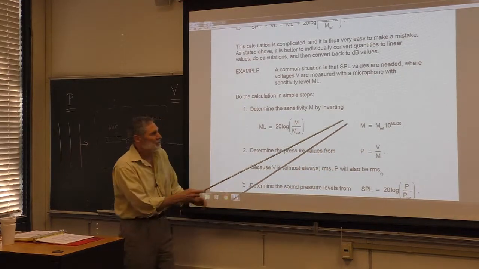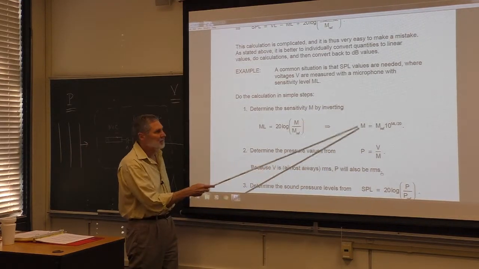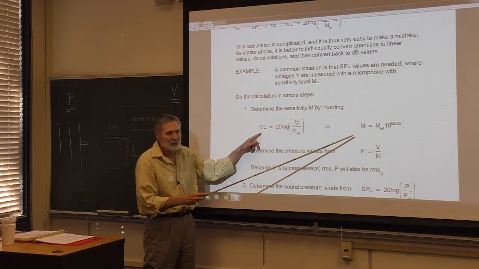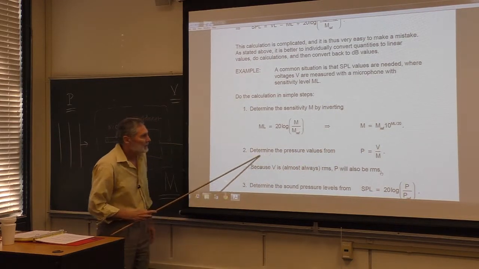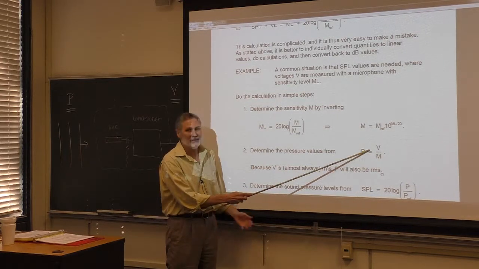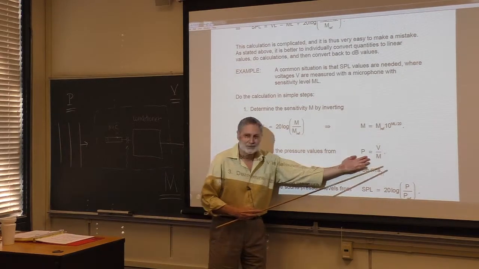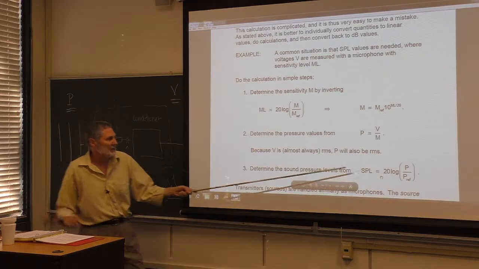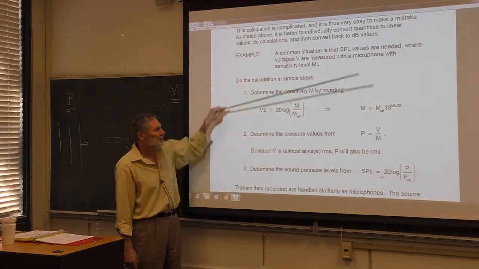So I'm going to be able to determine the sensitivity in volts per Pascal with this formula right here. Okay, I'm not going to use the ML anymore. I'm going to use that. How do I get the pressure from the voltage? Obvious. Just from dimensional analysis, as we discussed before. Now, finally, I use our standard formula for the sound pressure level. This is what I do.